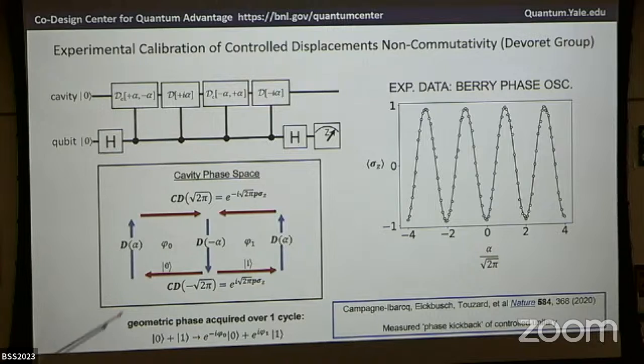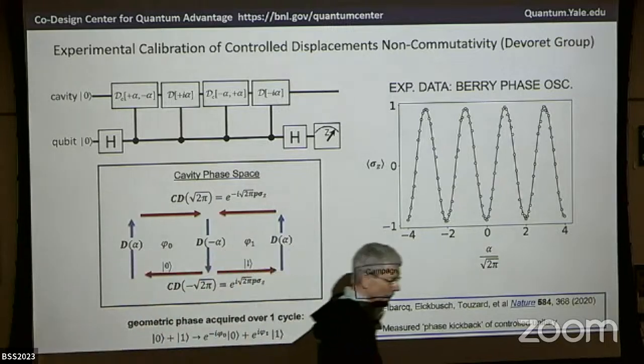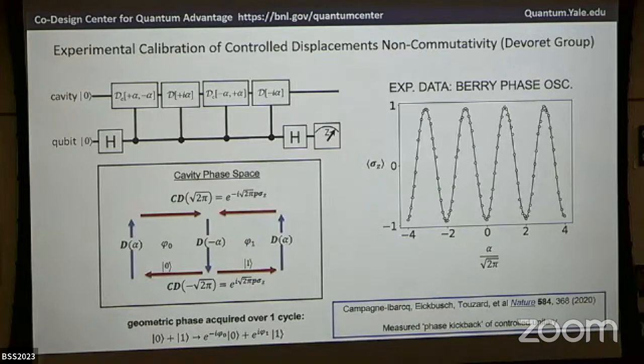Yes, if you use the same alphas here, then the area goes like alpha squared, but you can control them separately. The area is the product of the controlled displacement length and the uncontrolled displacement length. And this is a very familiar tactic also for ion trap people who have to do the same calibration, as I understand it.